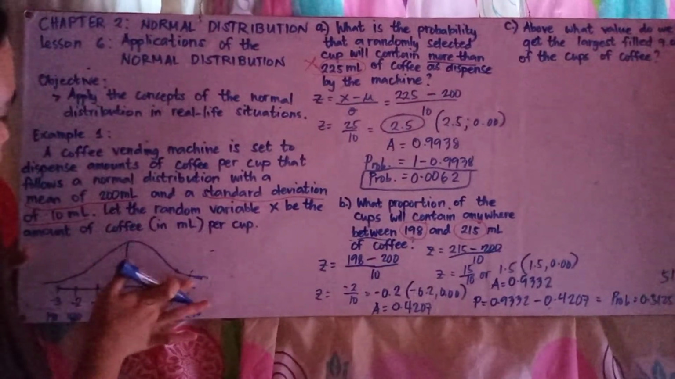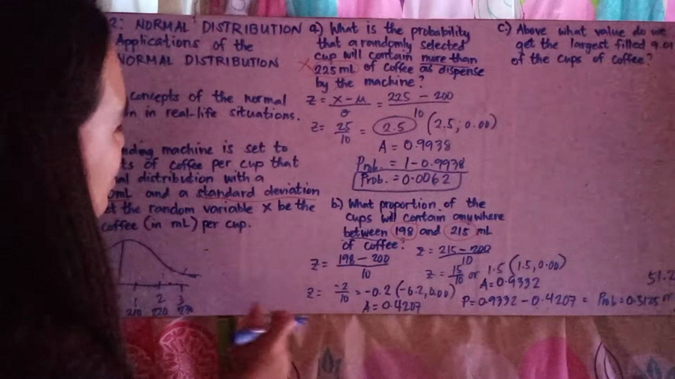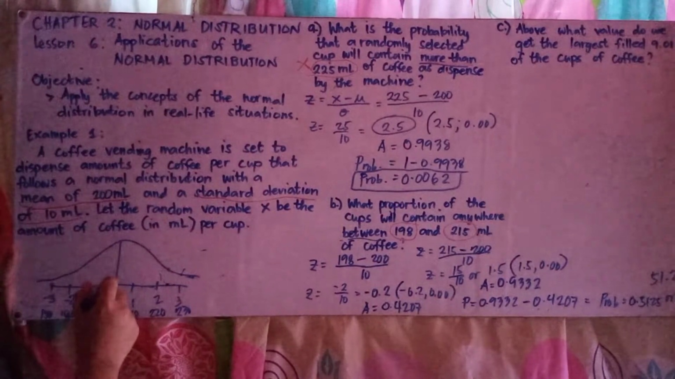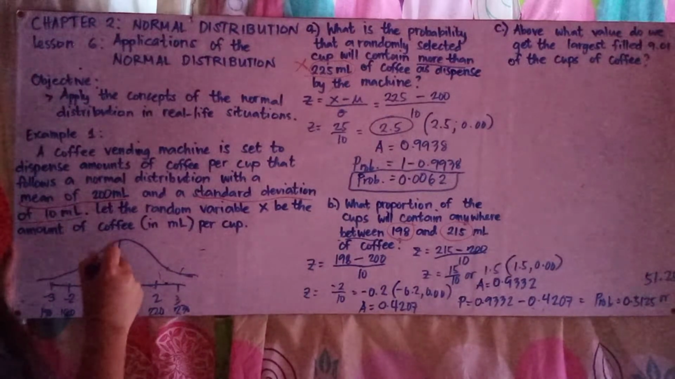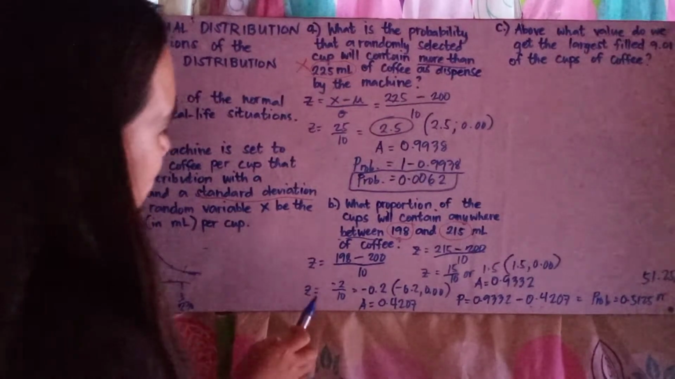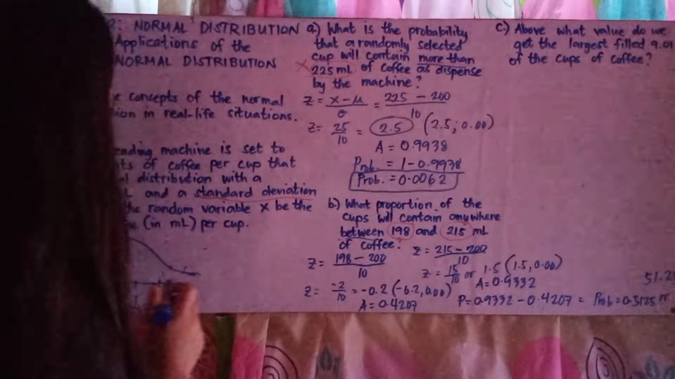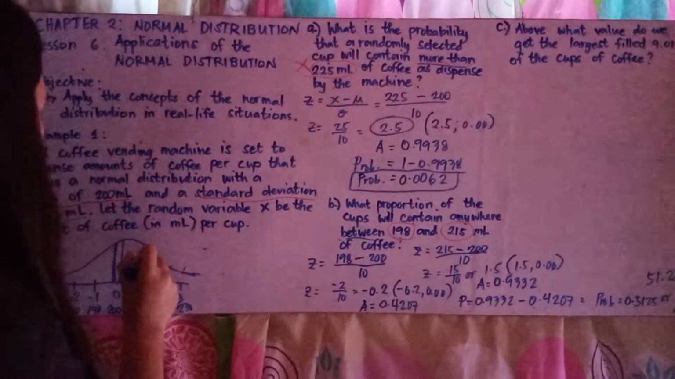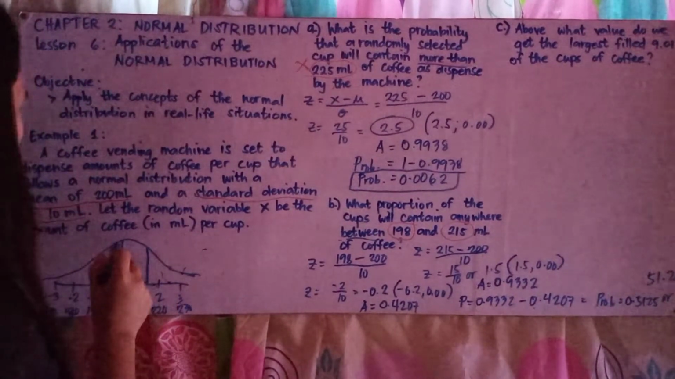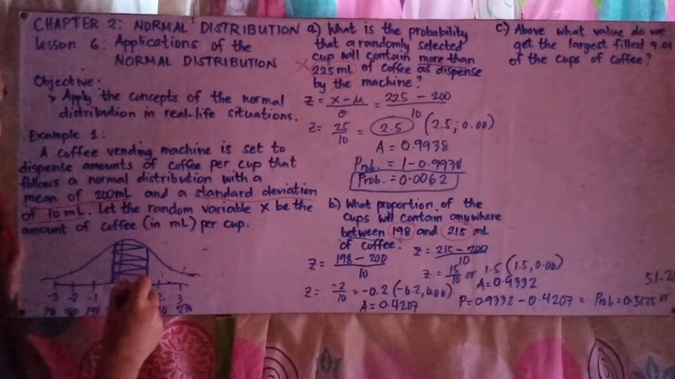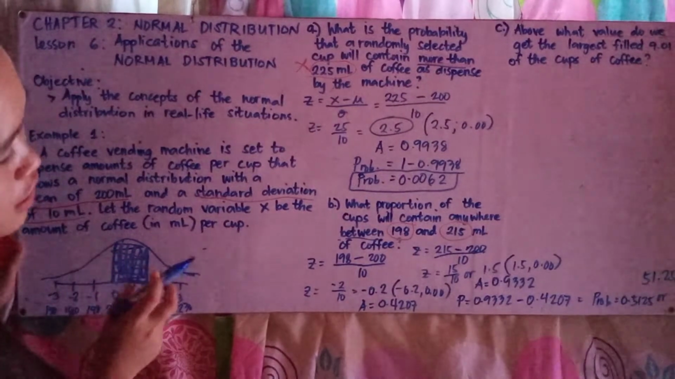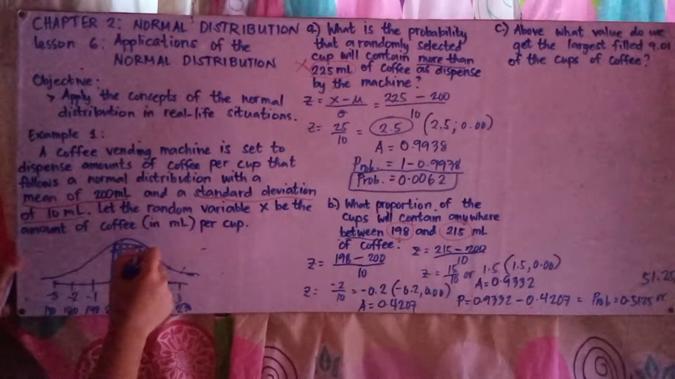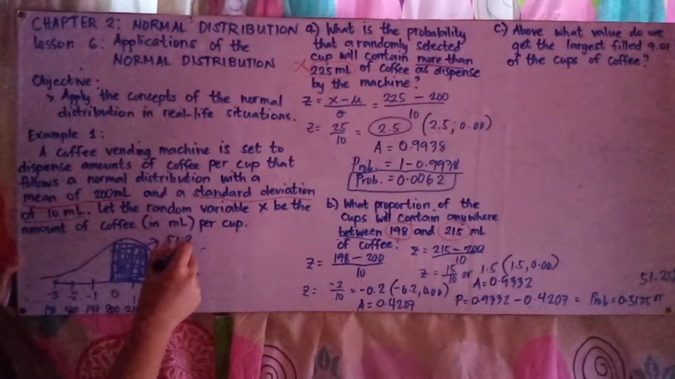So, when illustrating it on the curve, one z is negative 0.2, so possibly around here. Then the other is positive 1.5, around here. Therefore, this is its area. So, this portion is equivalent to 51.25%.